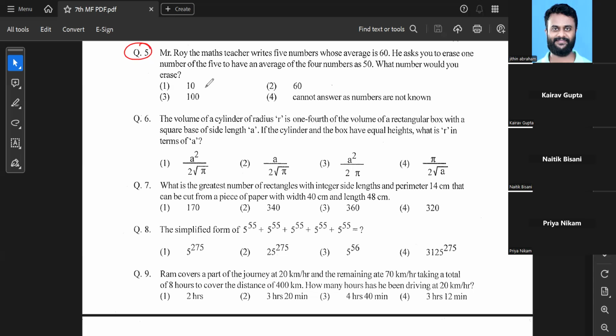So let's go for question number 5. Mr. Roy, the math teacher, writes 5 numbers whose average is 60. This is also very easy, sir. Okay, let me just read the question. He asks you to erase only one number and the answer is 100.